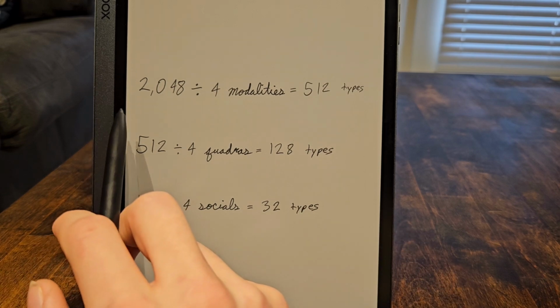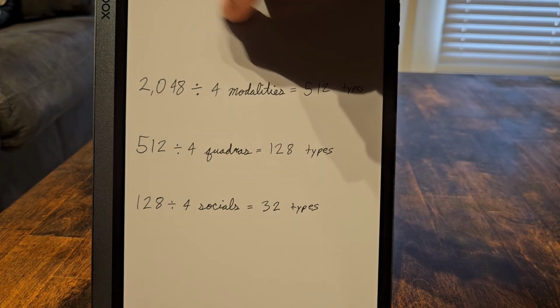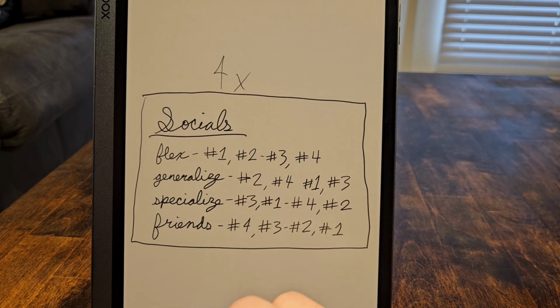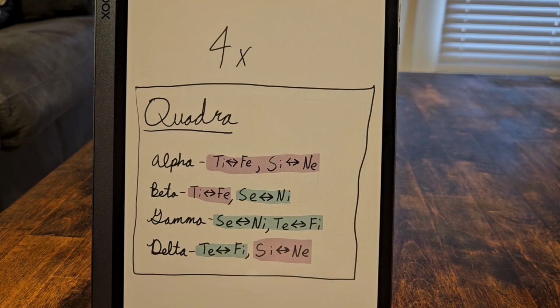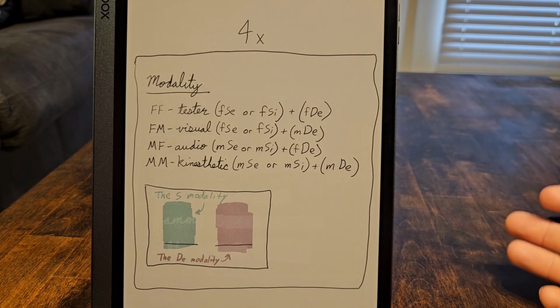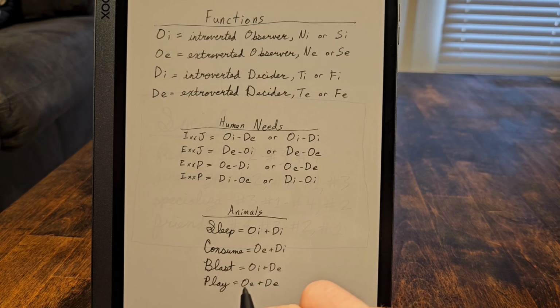So we've gone from 2,000 types to 32 types. And all you have to do is understand the socials, which is pretty simple. There's just 4 options. The quadra, again, very simple, only 4 options. And your modalities, which again are extremely simple. It's really good to get a handle on those 3 concepts because then you only have to think about 32 types. And when thinking about those 32 types, there's a little bit of vocabulary.